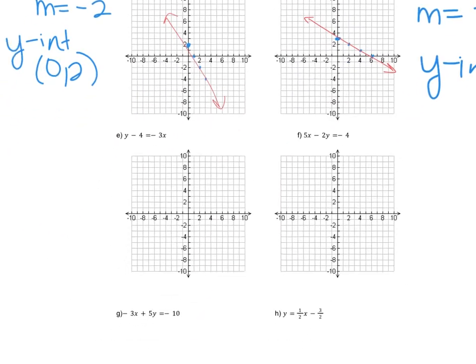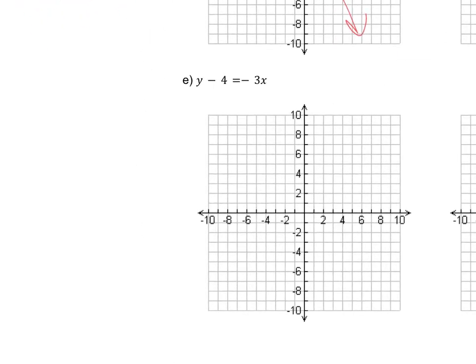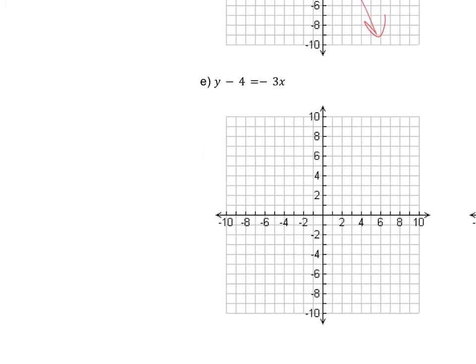All right, now let's get into a little bit harder ones. Why do I say this is harder? Because they're not in slope-intercept form. So if I were you, I would convert to slope-intercept form first.